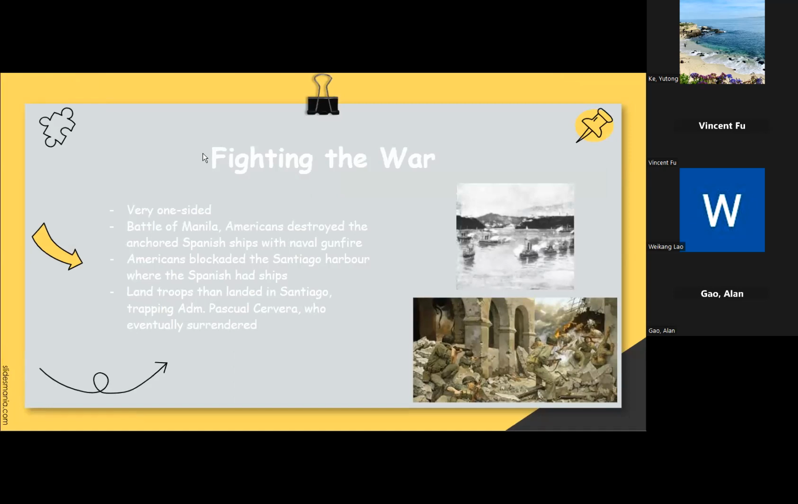So one of the battles was the Battle of Manila in the Philippines. Americans destroyed the anchored Spanish ships with naval gunfire without much resistance. And then at another one, the Americans blockaded the Santiago harbor where the Spanish had ships, and the ships were being commanded by Admiral Pascual Cervera. After they landed, land troops went on the other side, basically pincering them, forcing them to fight the troops that had landed or try and reclaim the ships, which none of them worked. So they eventually surrendered.